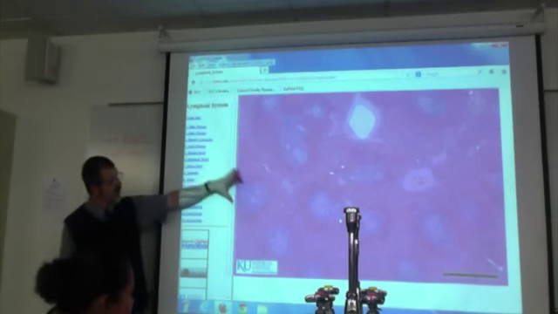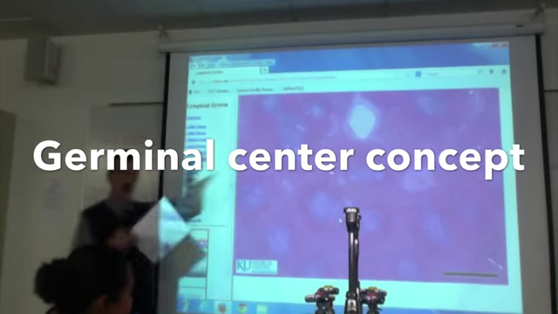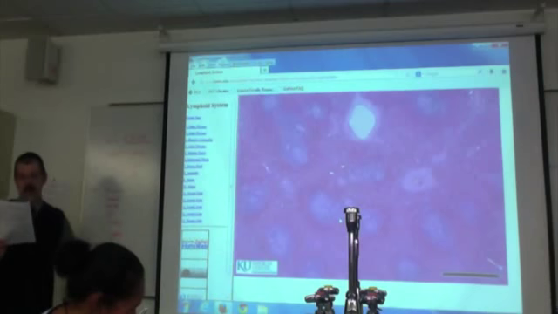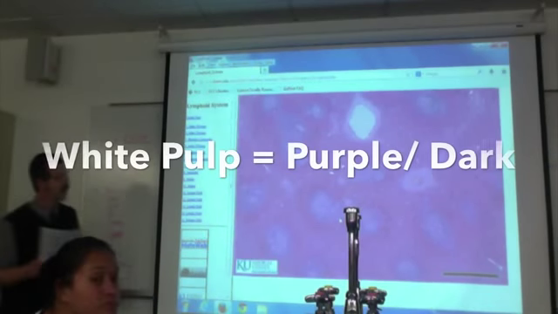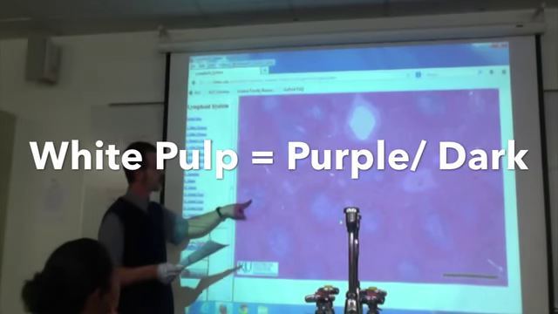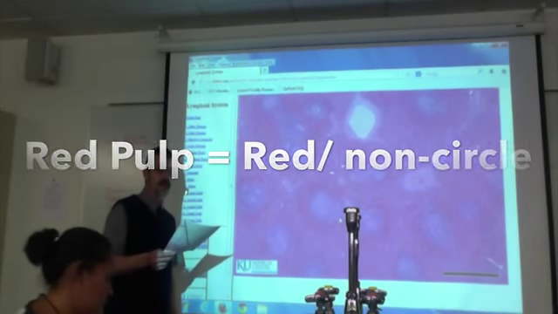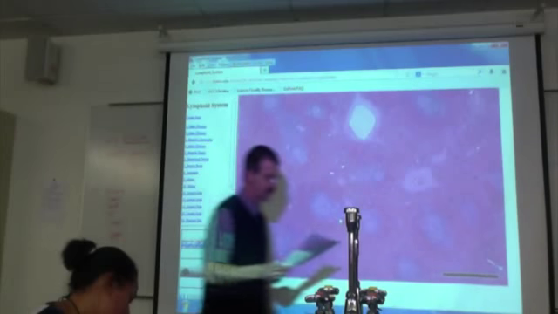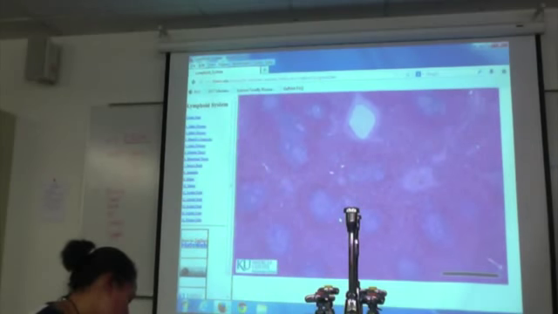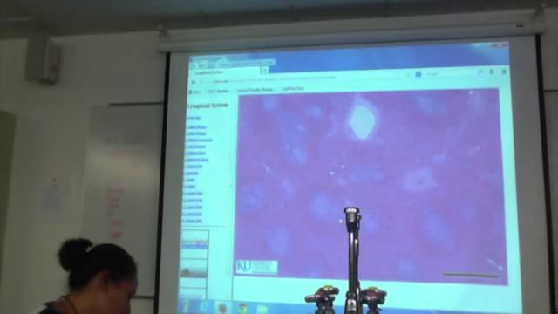You still see that germinal center concept. It's just that they're spread out and mixed around. Can we go back? Because purple's the white? Purple's the white. The red's the red, the purple's the white. This makes sense in biology land. So the red is everything else? The red is non-circle, basically. And the dark spots are white pulp? White pulp, yep. If that were a node, you'd say follicle, but in a spleen, you say white pulp. The dark spots are white.